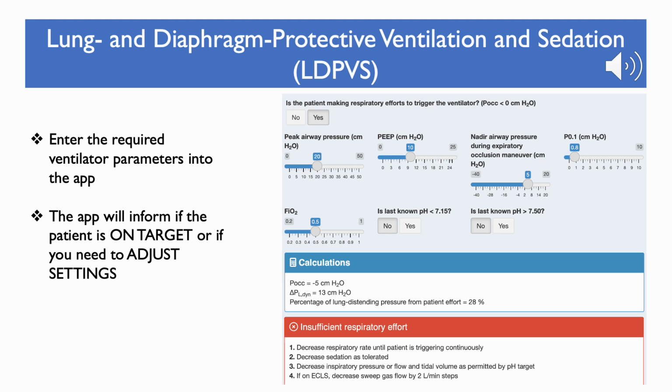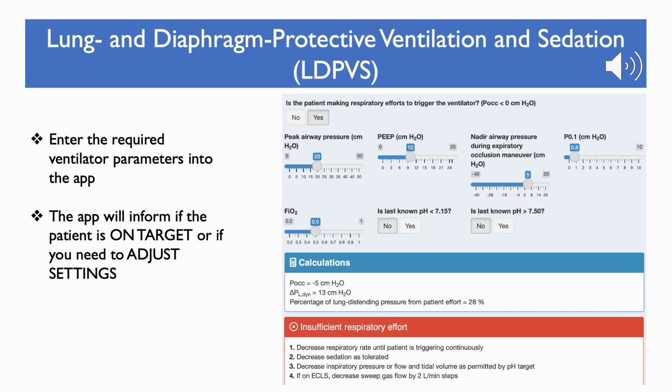No changes to ventilation or sedation are required at this time. Here are the measurements in the app-based assessment at the next ventilation assessment. The patient is still breathing spontaneously during mechanical ventilation, but now respiratory drive and effort are insufficient, as evident by a P0.1 less than 1 centimeter of water and a POC above -6 centimeters of water.